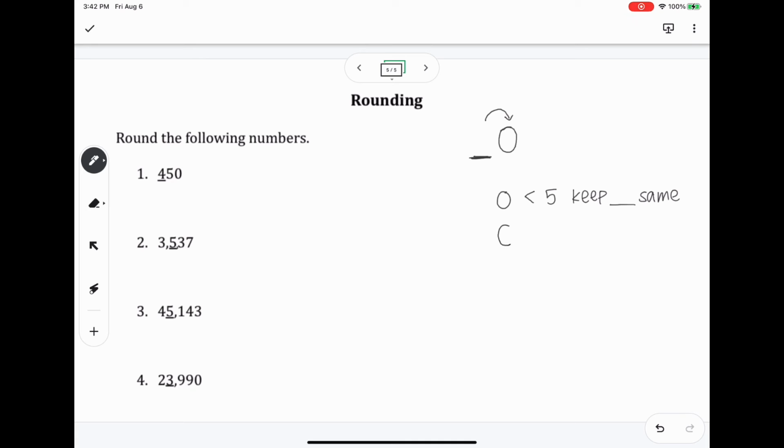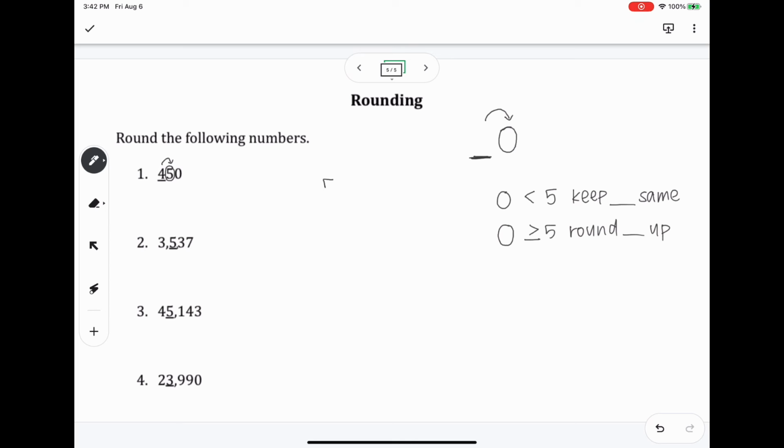But if the circled number is greater than or equal to 5, you're going to round the underlined value up. And I'll show you what round up means. Now I'm going to show you with number 1 over here. So we see our underlined value is a 4. So we're going to look at the number right of the 4, which is a 5 over here. And I'm going to circle it. I recommend circling it for visual representation.